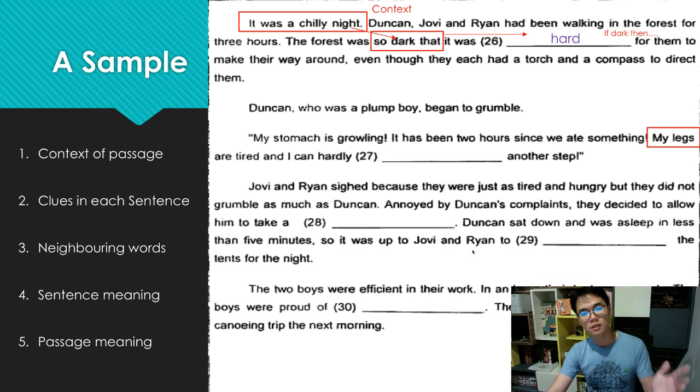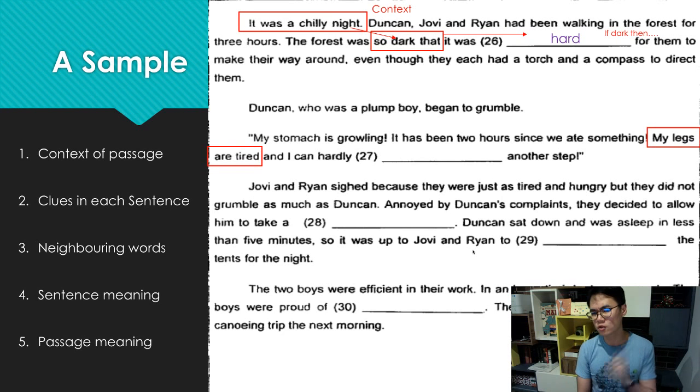Right, so the next part, we have Duncan, who is complaining and grumbling, right? He's hungry: "My stomach is growling, it's been 2 hours since we ate something." So this is the clue: "My legs are tired." So this is linked to the next answer. Something about the fact that his legs are tired, right? "I can hardly." This is a giveaway clue.